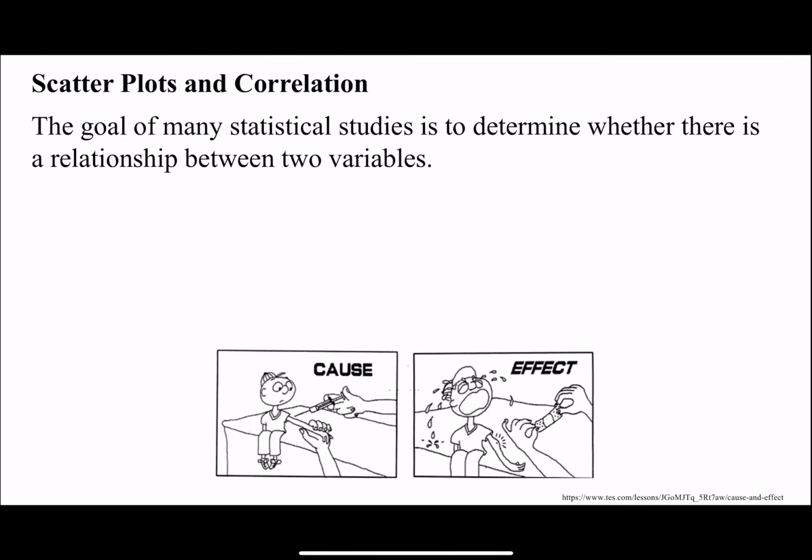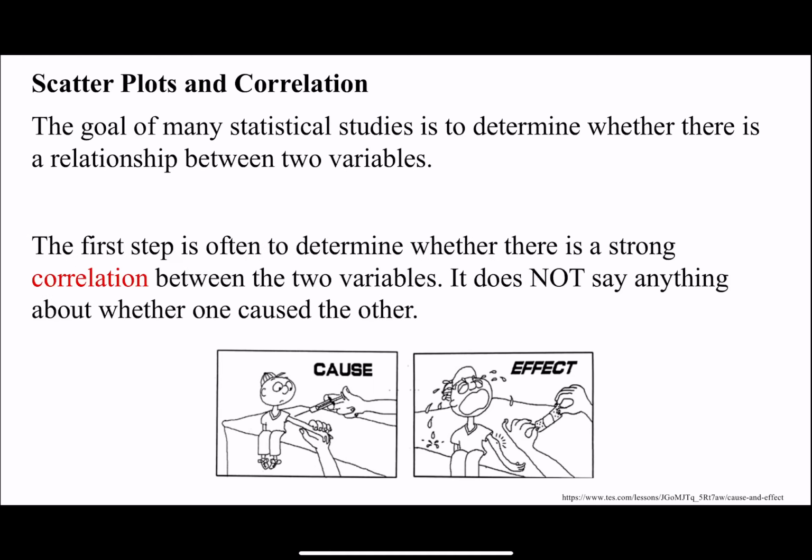Okay, so correlation. The goal of many statistical studies is to determine whether or not there is a relationship between two variables. Sometimes there is a strong correlation between two variables, but when there is a correlation, it does not say anything about whether one causes the other one. So correlation is different from a causal relationship. So correlation is different from cause and effect. Okay, it's really, really important.